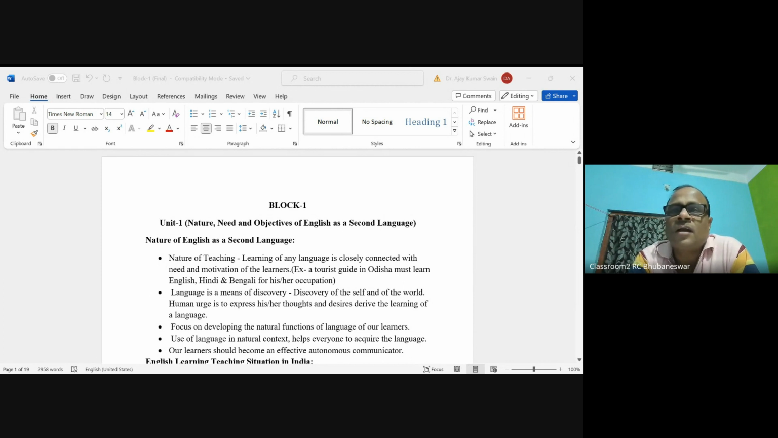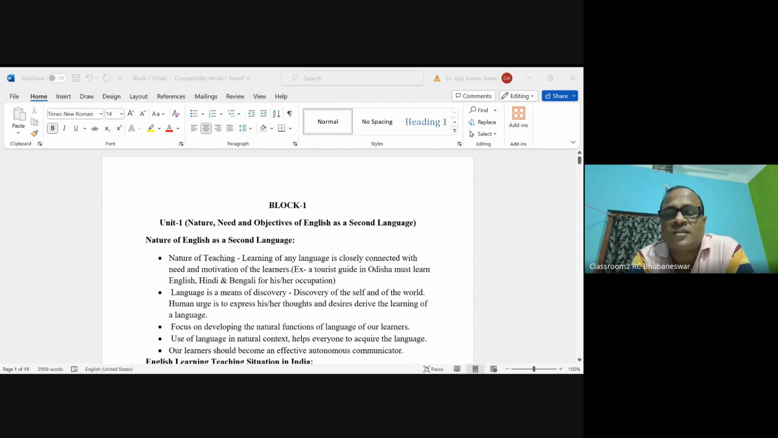Therefore, a learner of Odisha must move from Odisha to other states, other countries, for the sake of education, employment, business, or other purposes. Therefore, that importance must be understood by the child. Then motivation is required. I have given here an example.